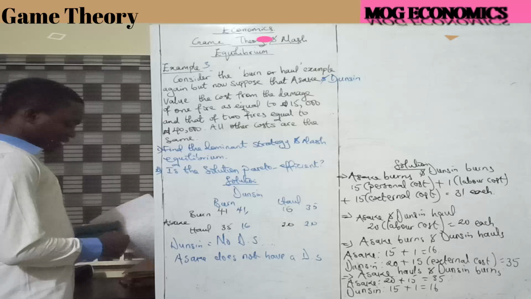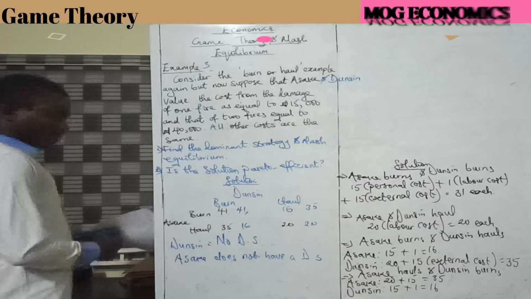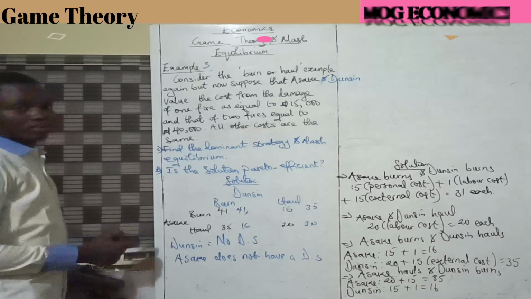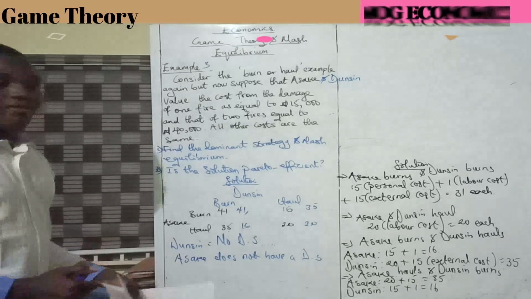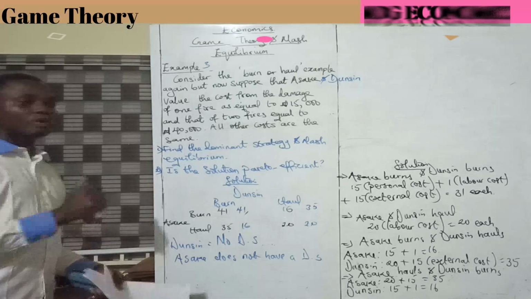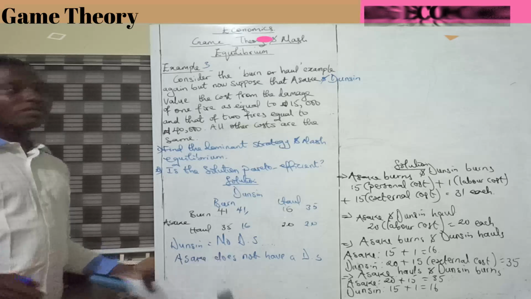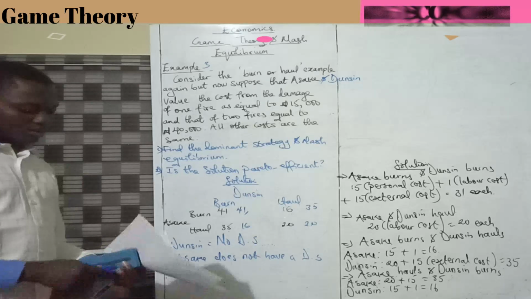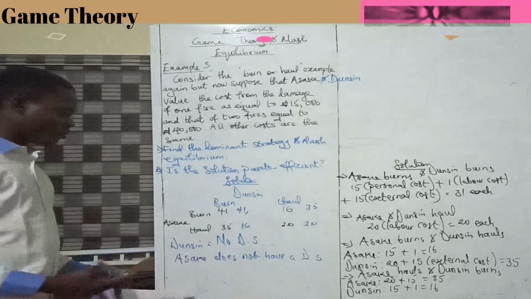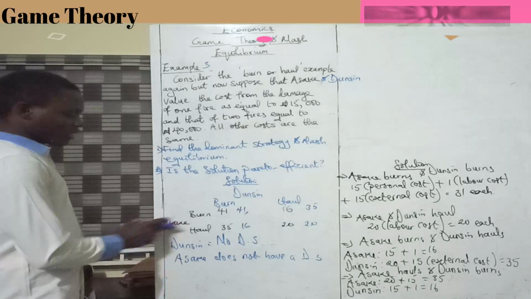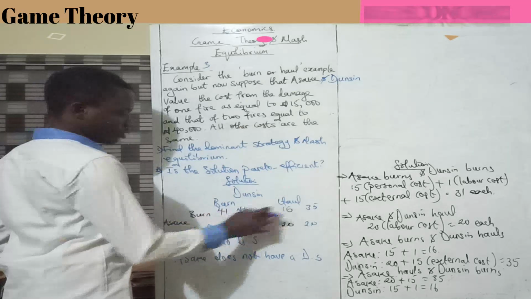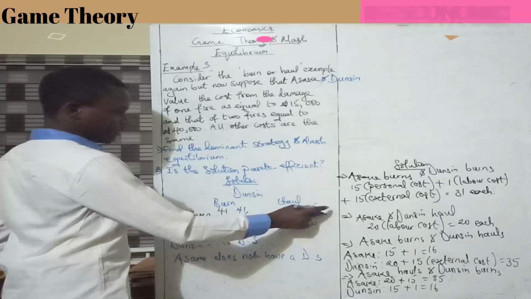So in this case, are we going to have a Nash equilibrium? Yes, we are going to have a Nash equilibrium. And in fact, we are going to be having more than one Nash equilibrium. When the players don't have a dominant strategy, we are going to be having more than one Nash equilibrium. So how do we go about that? If Ashake chooses to burn, so this guy chooses 35. 35 is better than 41.